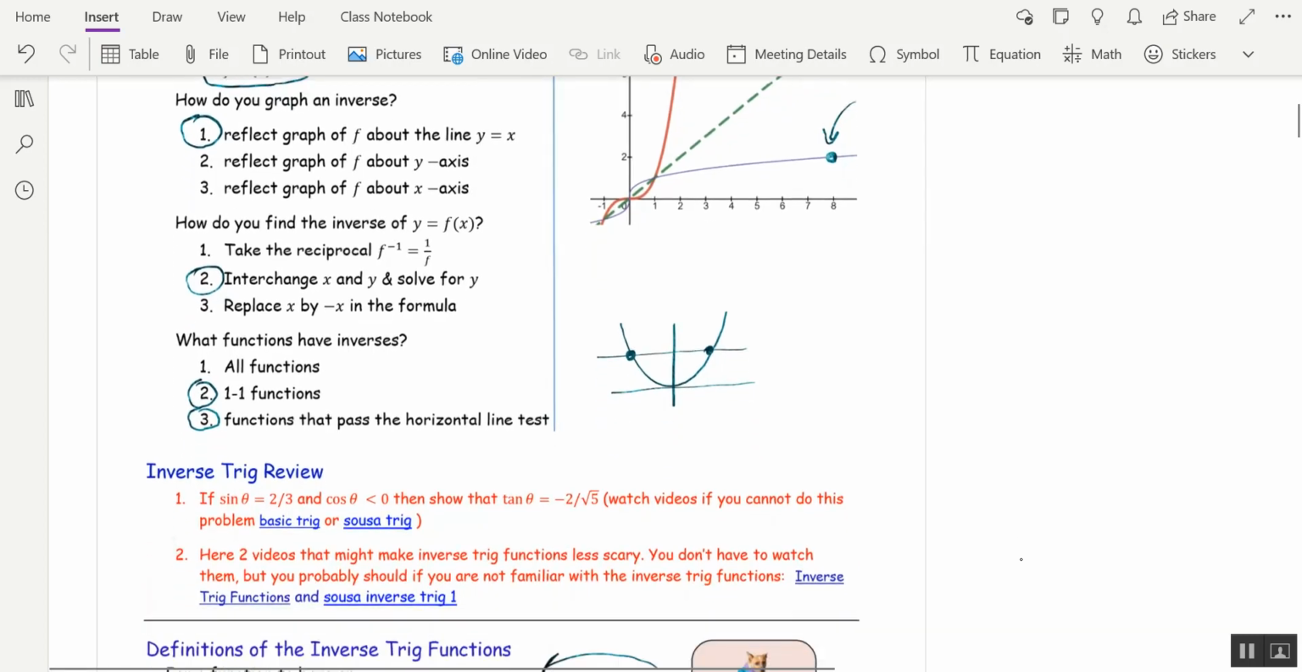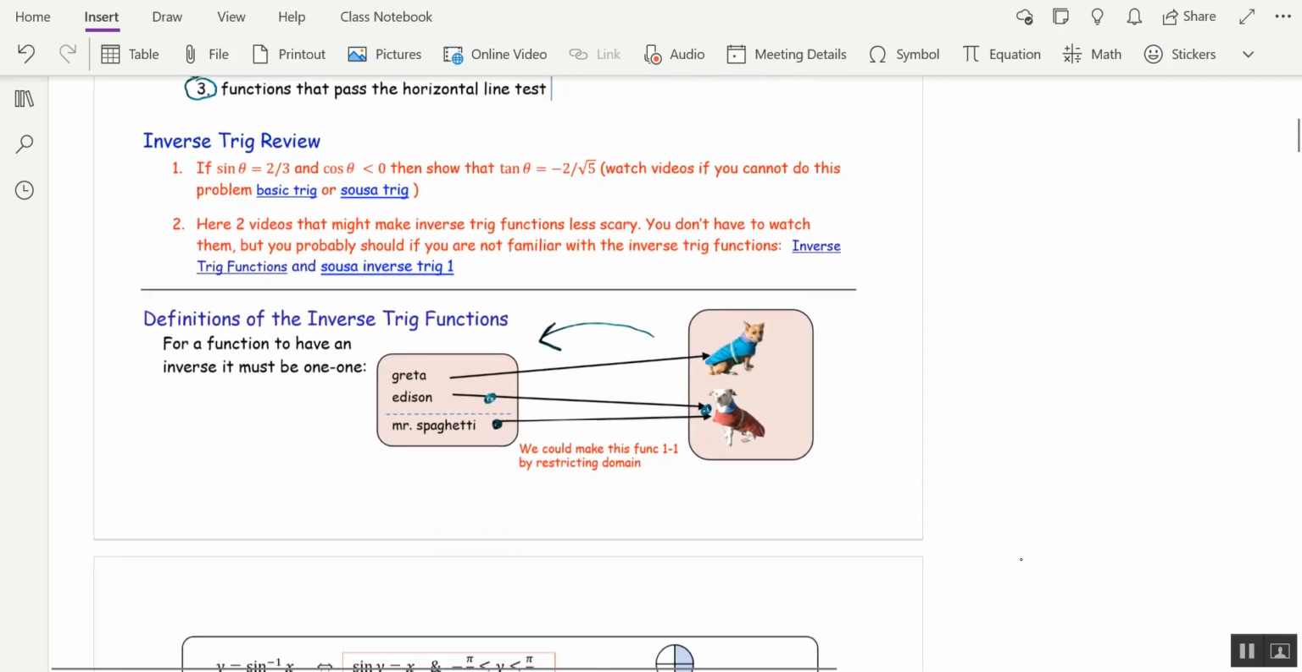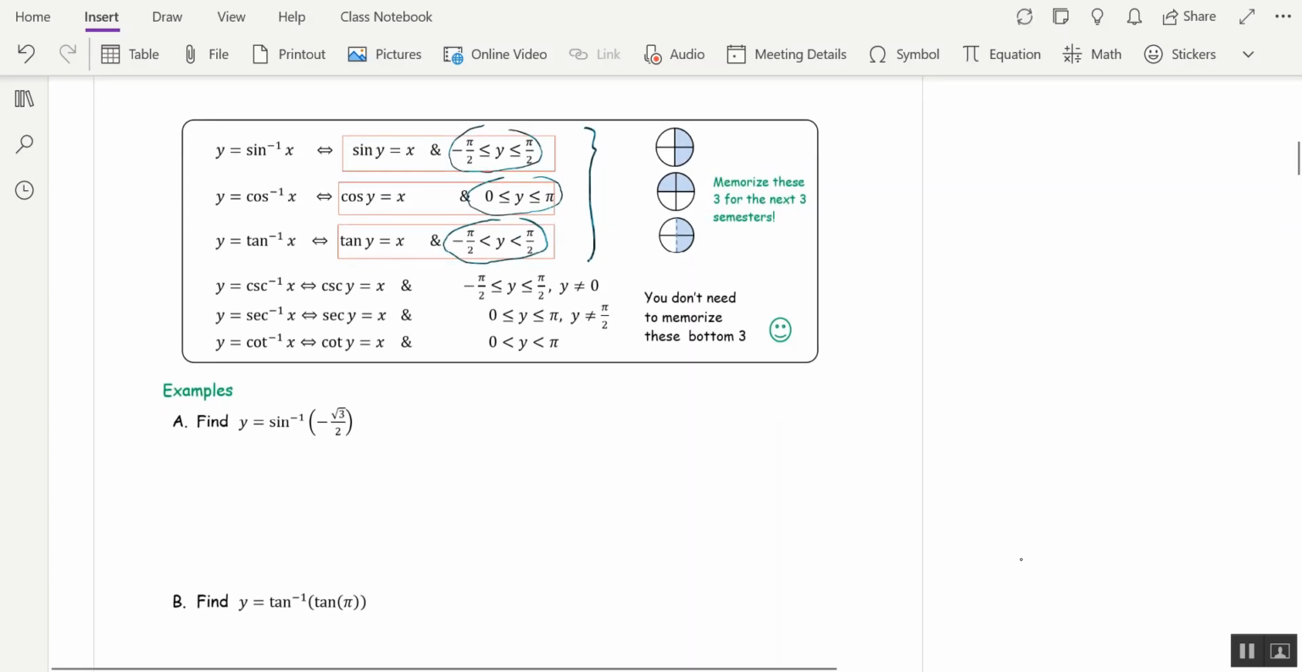I've got some videos here that you can watch for basic review of inverse trig functions, and that's also what we're going to do here. I've got the definitions of the 6 inverse trig functions, and you have to memorize these 3. So the important part is this part, the ranges, okay? And here's why. If we look down at this example, find y equals sine inverse of negative root 3 over 2. There are infinitely many angles y whose sine is negative root 3 over 2, but there's only one in this interval up here.